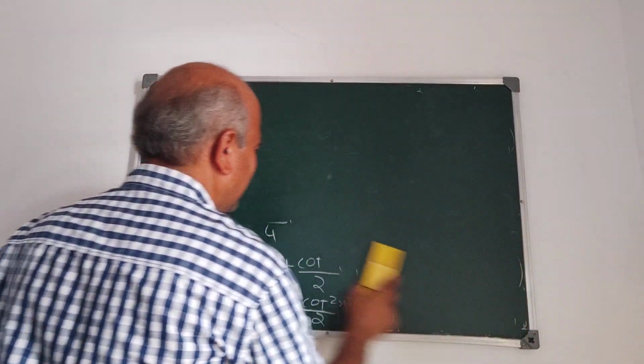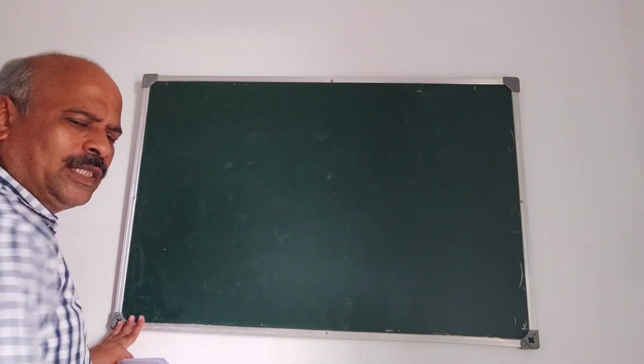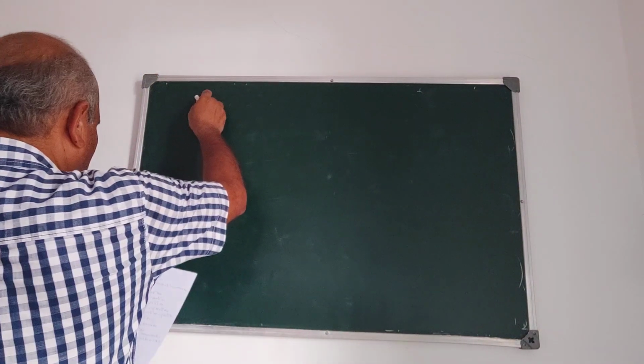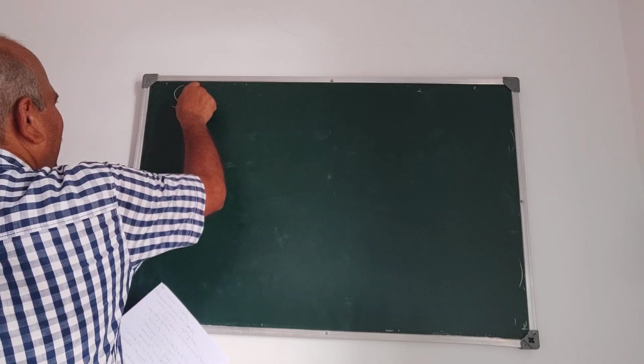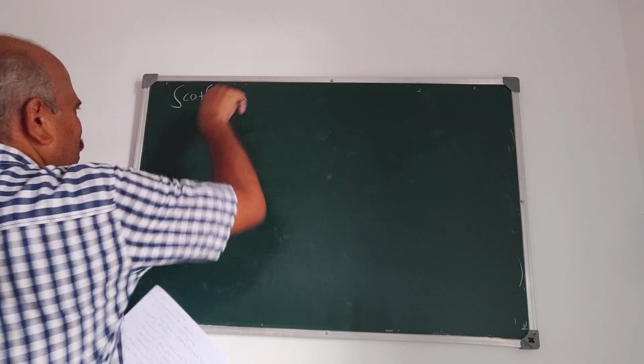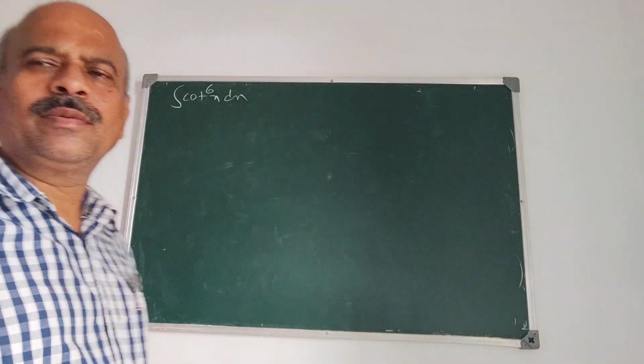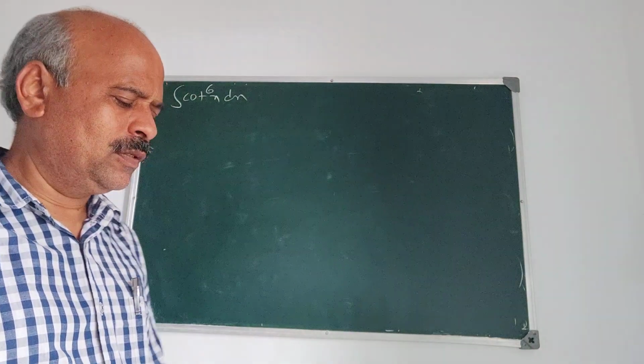So for tan x raised to n and cot x raised to n, the procedure is the same. Next, I leave this as an exercise. Evaluate integral cot x raised to 6 with respect to x. It is only a substitution type, you have to substitute the n value.